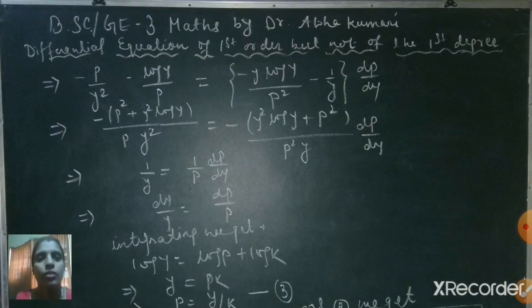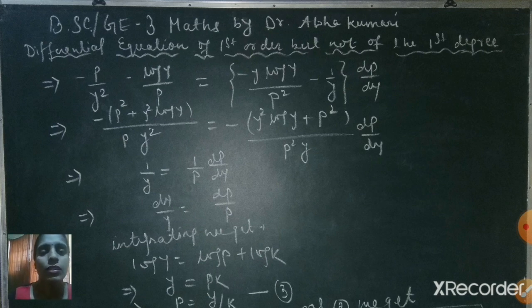Okay, fine. So now minus p by y square is taken to the left hand side, along with minus log y divided by p, and the rest of the part, the terms containing dp by dy, is taken to the right hand side. So we have here equal to minus y log y divided by p square minus 1 by y dp by dy.